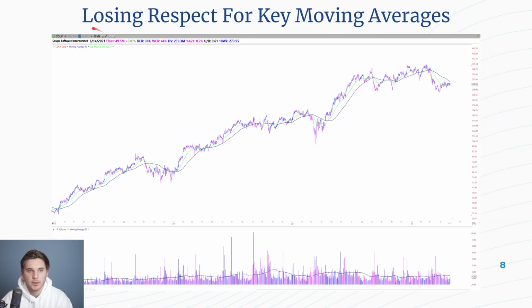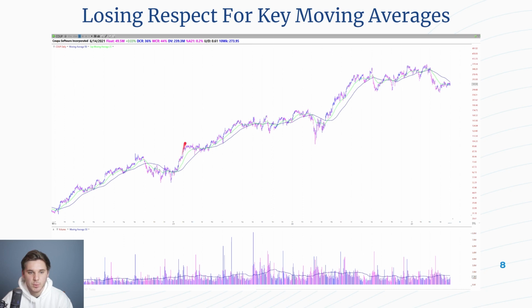And moving on, let's talk about losing respect for key moving averages, which is another sign of distribution and a potential base incoming. So this is Coop going back to, I believe, around 2017. It's had quite a run here. It's got some nice uptrends, then some basing periods. And you might notice that during its uptrends, it shows nice respect for the 23 EMA as well as the 50 SMA. And then during these bases, it doesn't really seem to respect those lines at all.